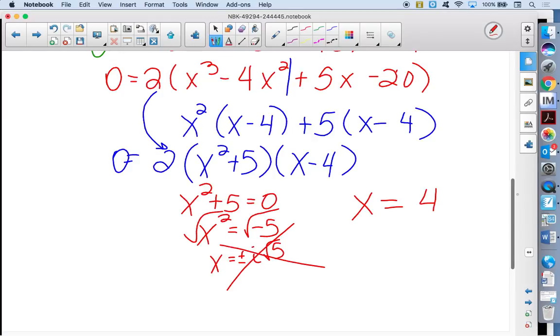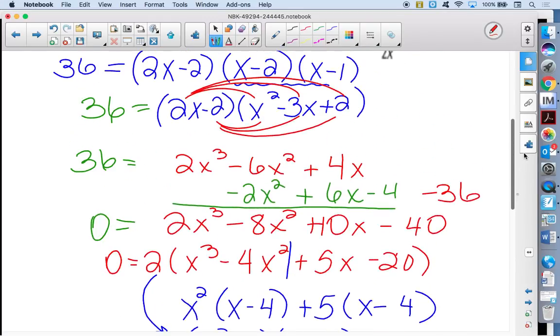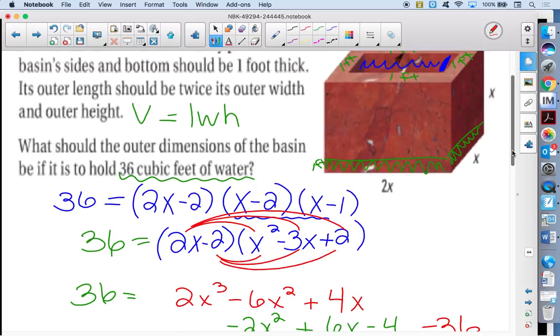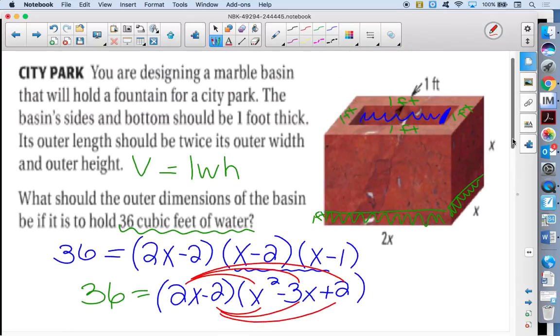From the very first equation, where do we get 2x minus 2, x minus 2, and x minus 1? Okay, so the 2x minus 2. So the whole thing is 2x. The whole length. But the inside space, because there's those borders that are a foot thick, has to take into account that the entire thing is 2x, but it's going to shrink by a foot on either side. So that's how you get the minus 2, because 1 foot and another foot would be 2.